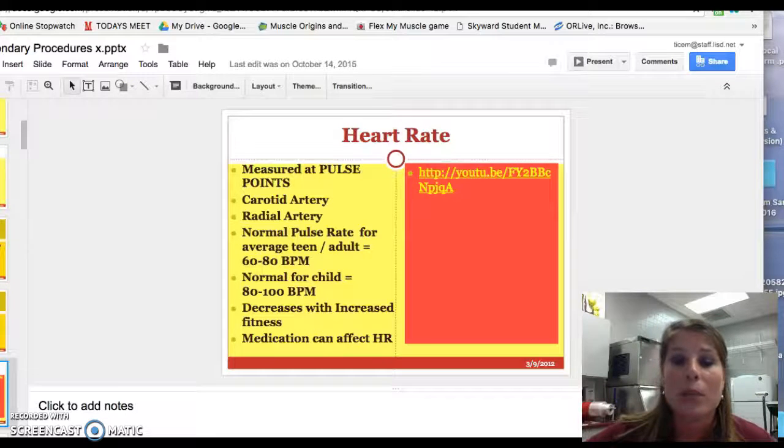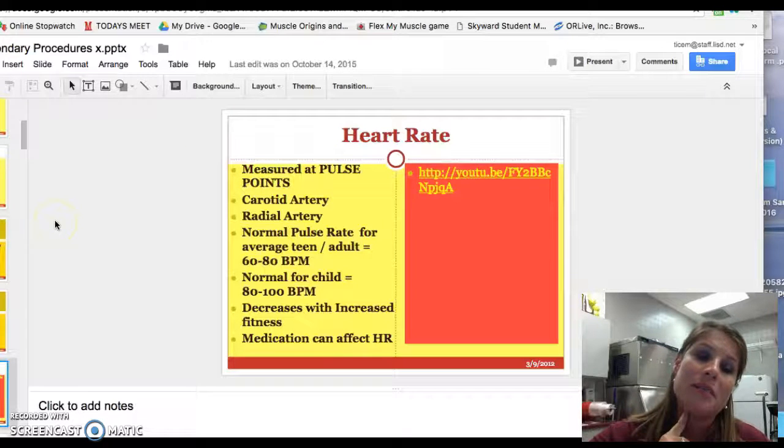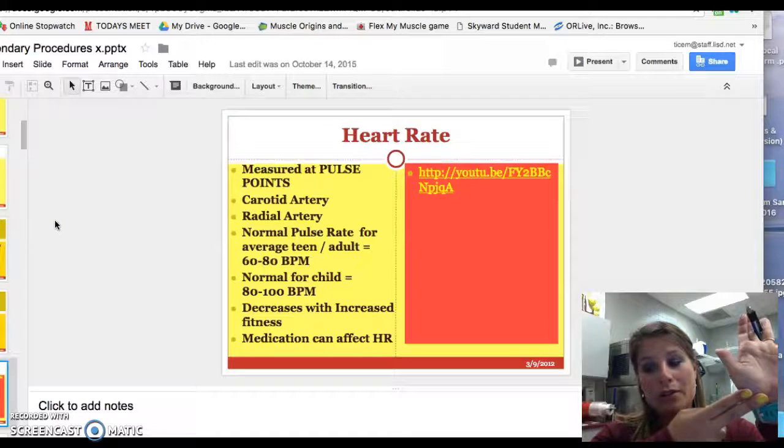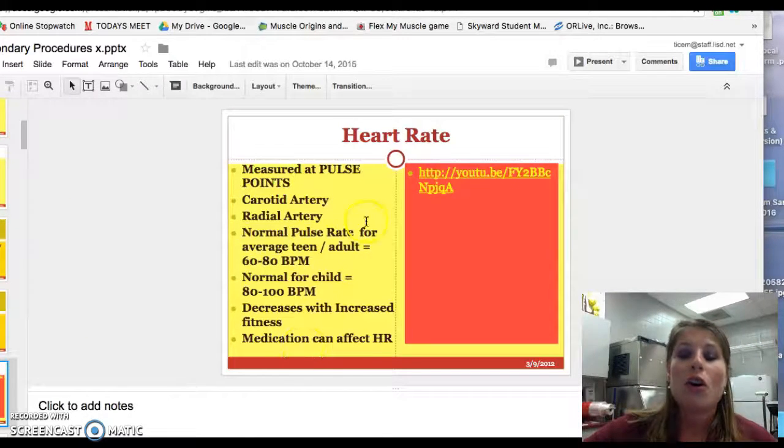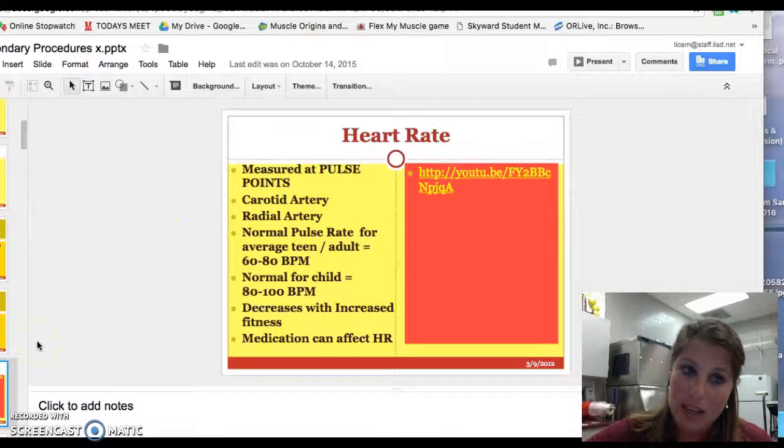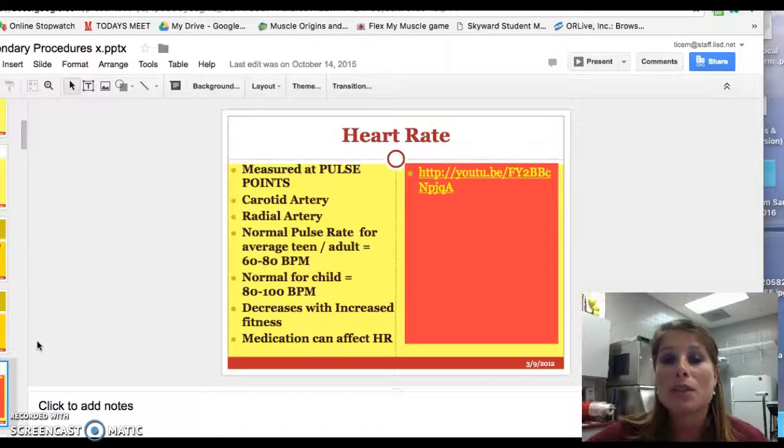Heart rate is measured in what we call pulse points, and remember that we check our heart rate at our carotid artery or our radial artery. A normal heart rate for an adult or a teen is 60 beats per minute. Now, when we checked our own carotid pulse last week, I hope most of you fit into that category. You will notice that for a child, it does go up. Children's hearts naturally beat faster. The older you get, the fewer heartbeats you have per minute.